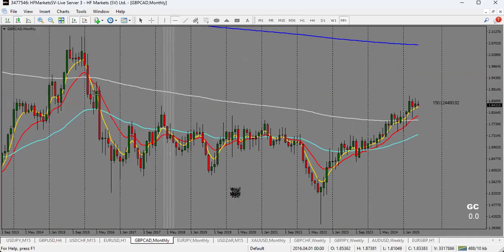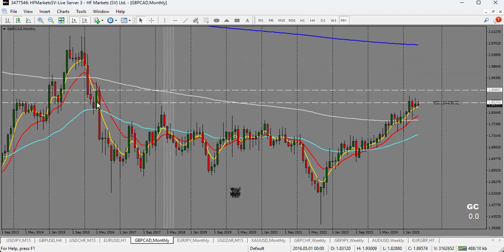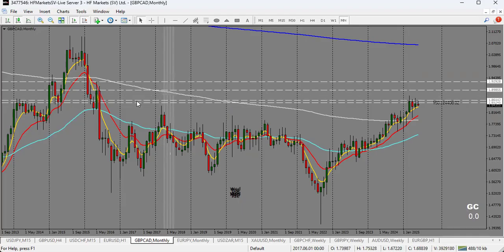So let us draw the support and resistance areas that are close to the current market price. At the moment, it is also in an area of resistance, based on this zone here. This is a resistance area.